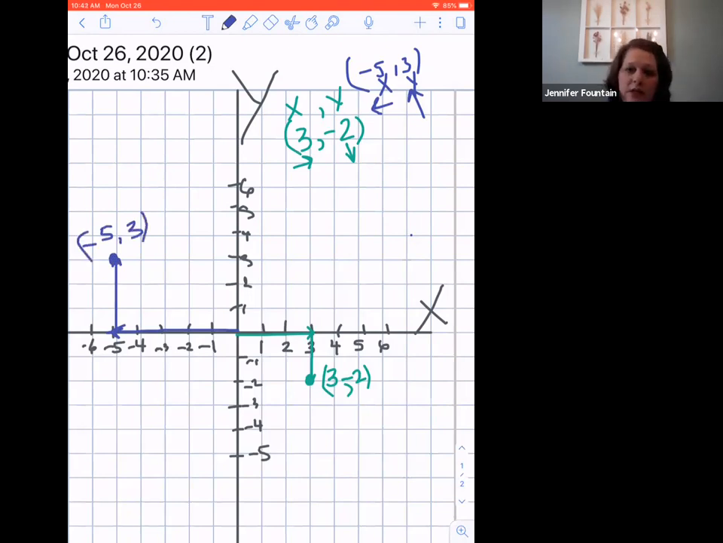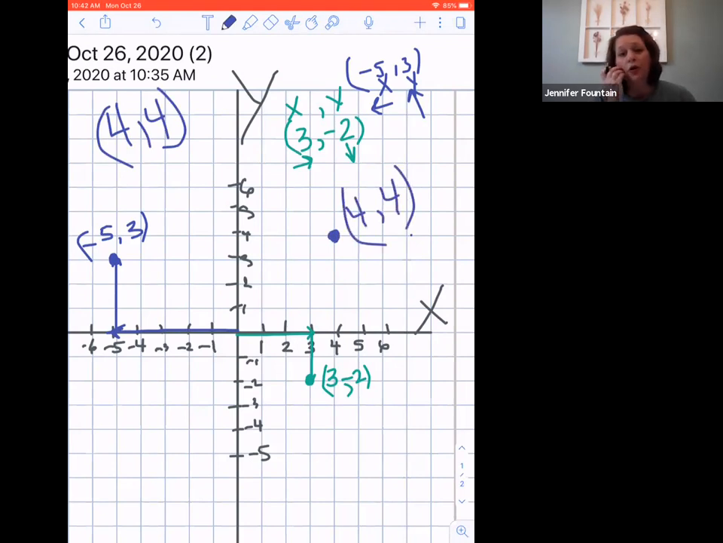Now, one of the things I want to mention is that when you're graphing, you're not going to draw these lines on your paper. I'm just doing that to show you how you're going over and up or over and down, okay? So let's go ahead and graph the point 4, 4. Okay, so if I'm graphing 4, 4, I'm going to go to the right 4 and up 4. So now I've just put that point, 4, 4.